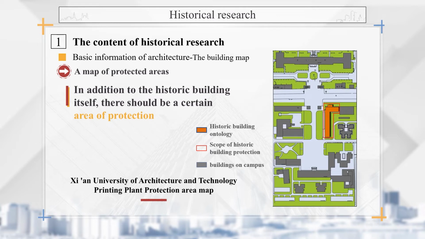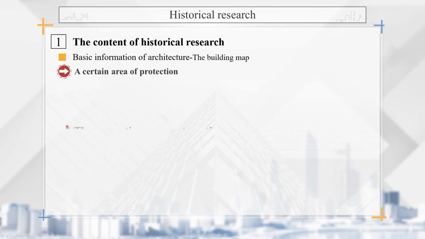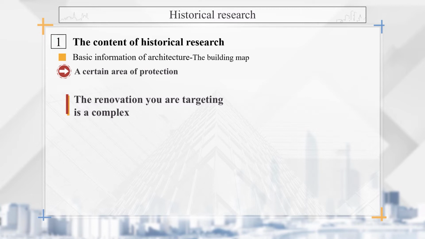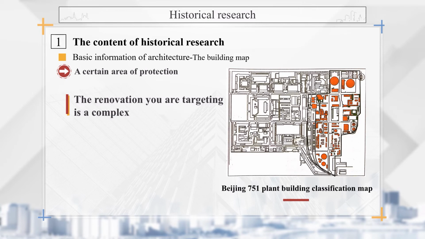In addition to the historic building itself, there should be a certain area of protection. Relevant laws and regulations limit an area in which acts or construction harmful to the historic building are prohibited. If the renovation you are targeting is not a building, but a complex, you need a historic building classification map. We take Beijing 751 plant building classification map as an example. Orange area is recommended for preservation. Green area is the building is to be demolished.